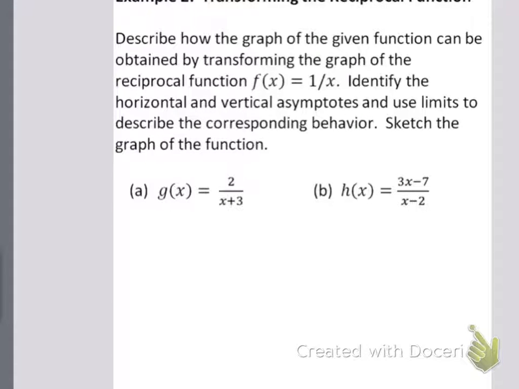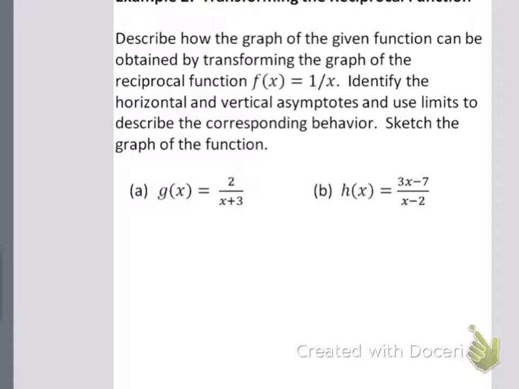All right, so it says describe how the graph of the given function can be obtained by transforming the graph of the reciprocal function f of x equals 1 over x. Identify the horizontal and vertical asymptotes and use limits to describe the corresponding behavior. Sketch the graph of the function. Okay, lots of stuff to do here.